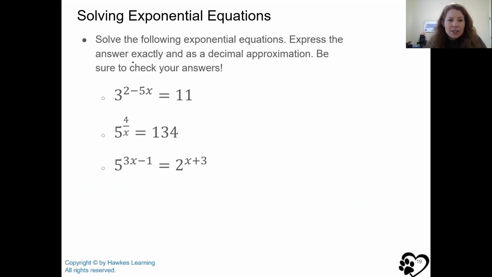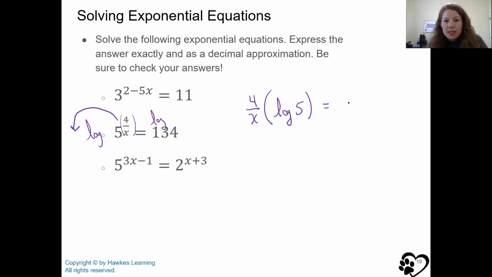All right, so we have this exponent right here, this big exponent. We don't want it to be an exponent. We want to bring it down to the front. So how do you do that? The answer is you find the log of both sides. So once you find the log of both sides, you get to bring this decimal down in the front as a regular number, not an exponent. So I'm going to write 4 divided by x times the log of 5 equals the log of 134.